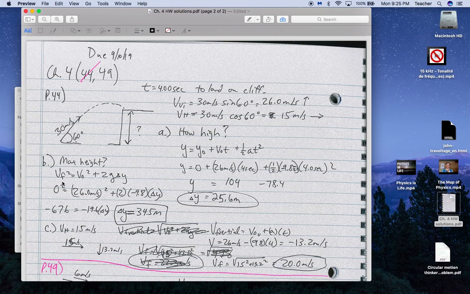The maximum height, I can look at and say that the final velocity as something is shot up is going to equal 0 meters per second vertically. The initial vertical velocity was 26 meters per second, and the acceleration was 9.8 meters per second squared down. So I can plug that into this kinematics formula, and I get that the change in elevation to the max height would be 34.5 meters.